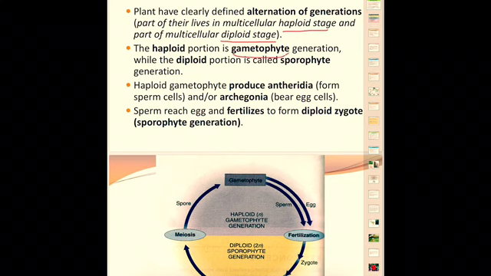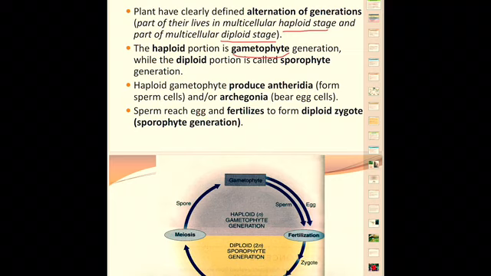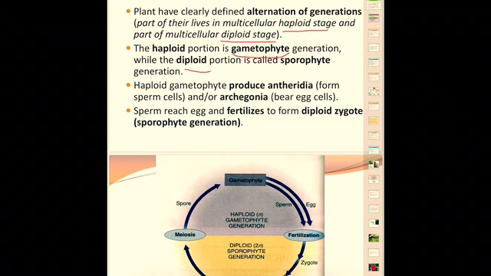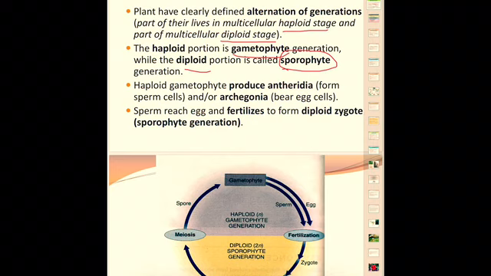Of course, gametes have half of the genetic material, so we call it the haploid generation. Meanwhile, the diploid portion is called the sporophyte. The sporophyte is the mature organism and normally has the diploid, or full, chromosome number. The haploid gametophyte produces antheridia and archegonia. Antheridia later form sperm, and archegonia later form egg cells. So the gametes consist of sperm cells and egg cells.